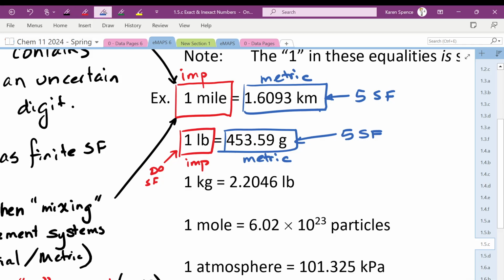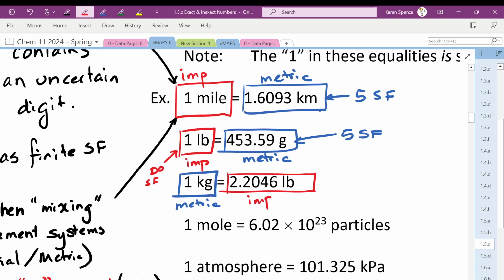Thank you. And now we're going to reverse it. Now we have a metric over here, metric. And then we have imperial. How many sig figs in 1 kilogram? Infinite. How many sig figs in 2.2046 pounds? 5 sig figs.